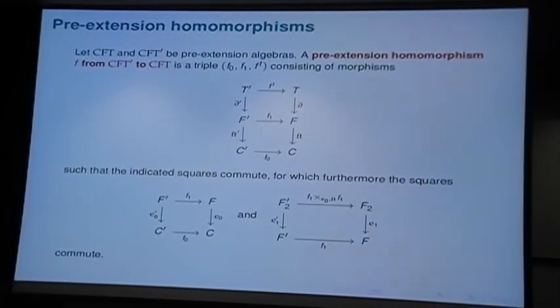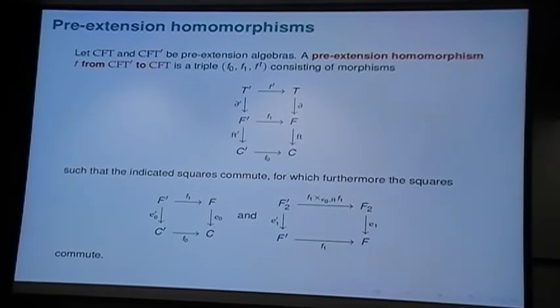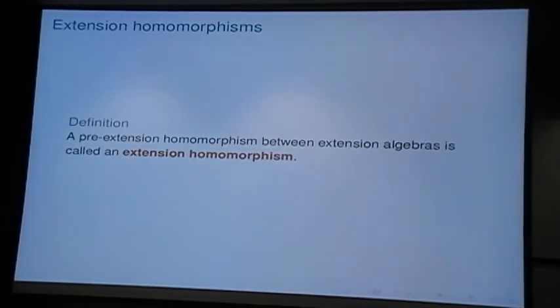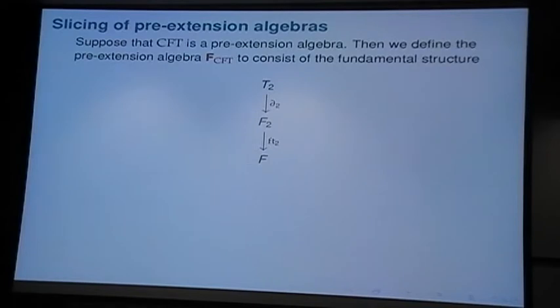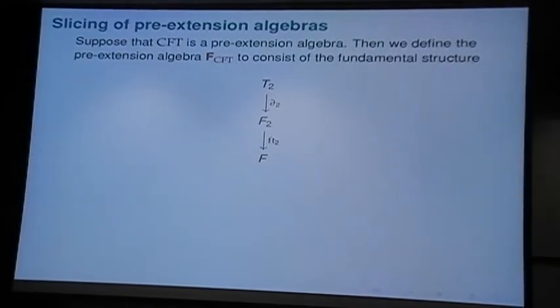Oh, sorry, there's another slide. A pre-extension homomorphism between extension algebras is just an extension homomorphism. So you just look whether the codomain and the domain are both extension algebras and call it an extension homomorphism.